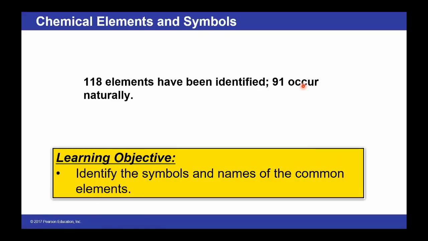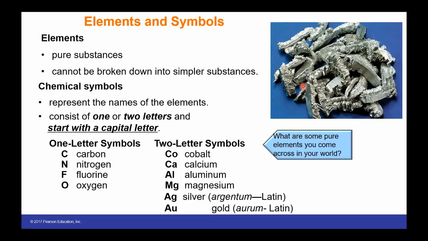Elements and chemical symbols. If we take a look at elements, we know elements are pure substances and they can't be broken down into simpler substances. The chemical symbols help us to represent what each element is. Now, a chemical symbol can either contain one or two letters. If it has two letters, it starts with a capital and it ends with a lowercase letter.